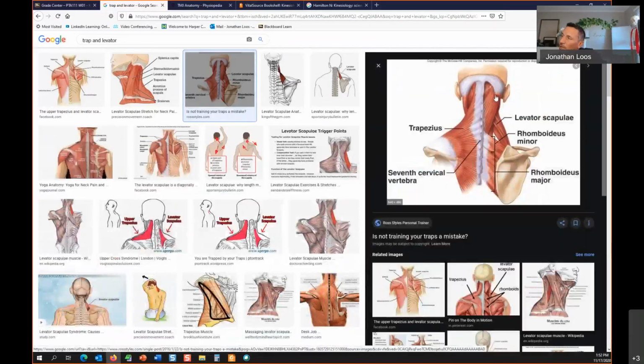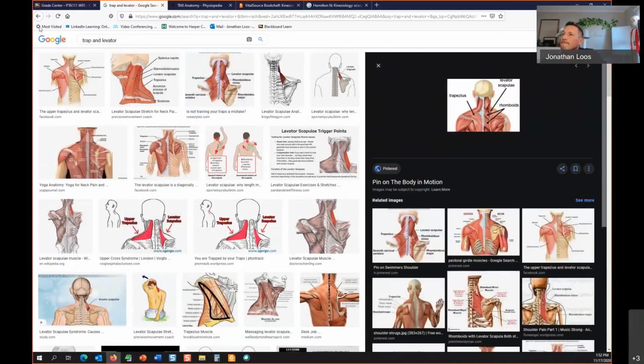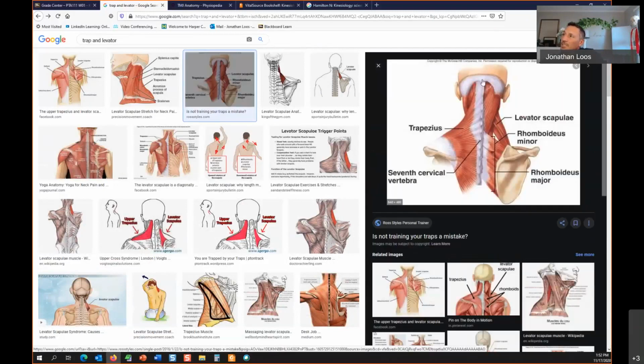So right here is your splenius capitis, and if we were to take that away, right underneath it you would see the levator scapula, and you can see the trapezius coming up. This is a good image here. Oh, no, that one is too small. We'll go back to that one. You can see how much of the trap is actually attached.